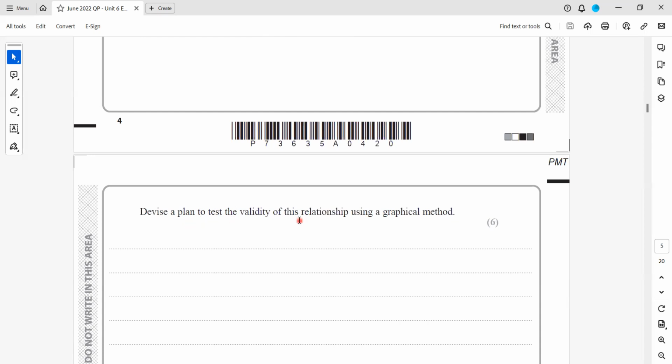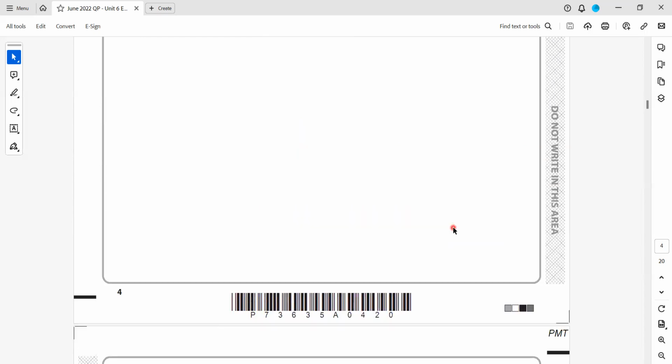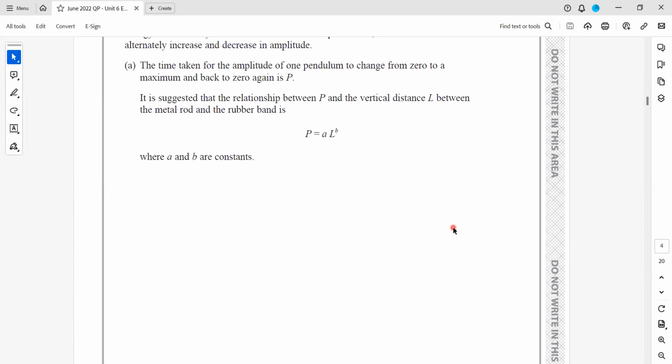Devise a plan to test the validity of this relation using a graphical method. First thing, as you can see in this equation, we have to transform it. It is written P equals A L to the power B. Whenever a power is there, we take ln on both sides. So we'll take ln P equals ln of A L^B. Now, whenever two quantities are multiplied inside ln, we write them as addition. So it will be ln A plus ln L^B.